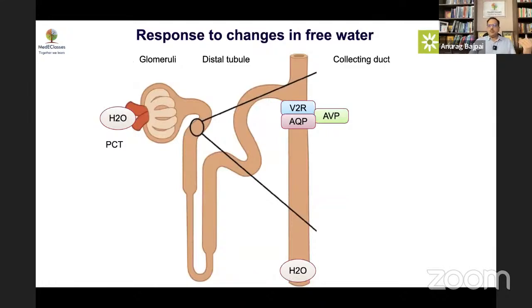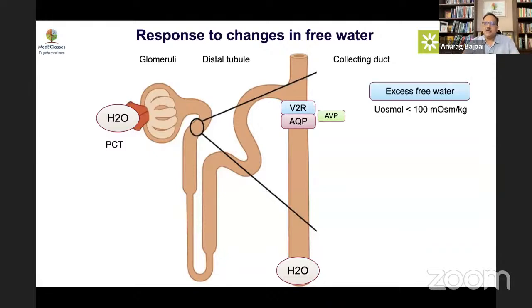Now, this is also very important. If you have too much free water, like in the setting of a third space collection or in the setting of SIADH, the AVP secretion will go down. It will allow the urine to pass the water. And that's what I said, that the major defense against hyponatremia is urine output. The major defense against hyponatremia is thirst. The major defense against hyponatremia is the urine output. So if your fluid is too much, pass it in the urine. That's why the AVP goes down.